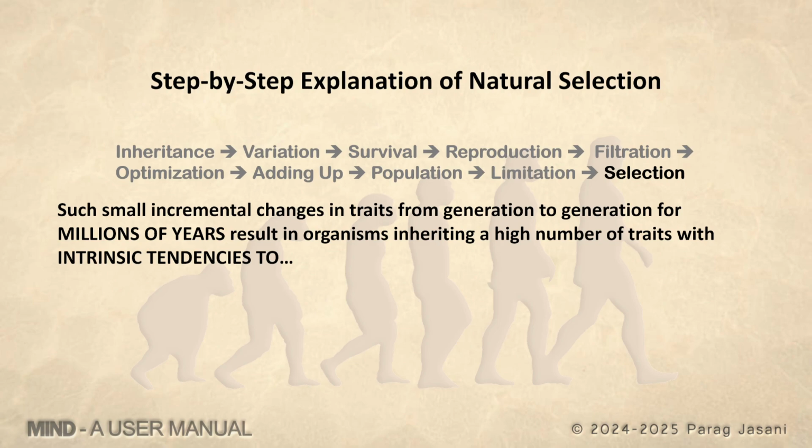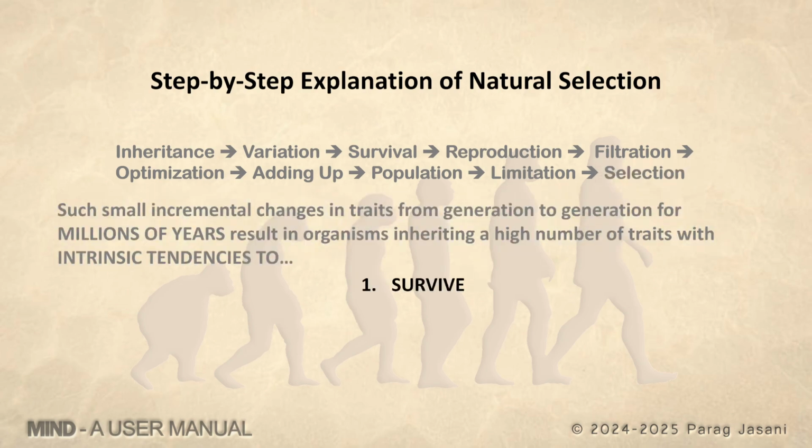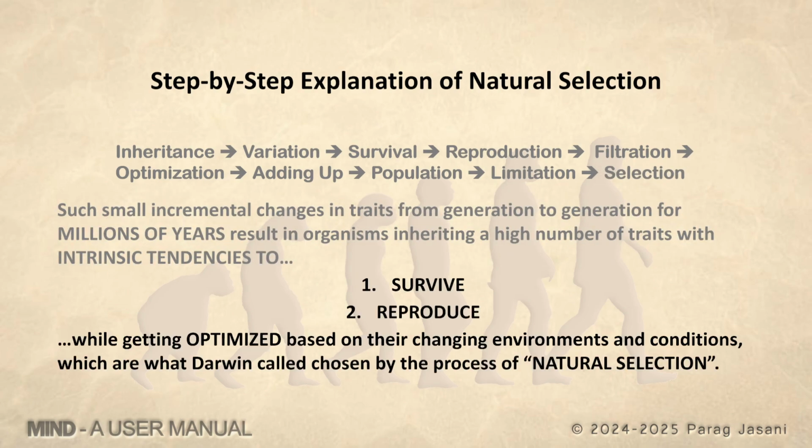Such small incremental changes in traits from generation to generation for millions of years result in organisms inheriting a high number of traits with intrinsic tendencies to 1. survive, and 2. reproduce, while getting optimized based on their changing environments and conditions, which are what Darwin called chosen by the process of natural selection.